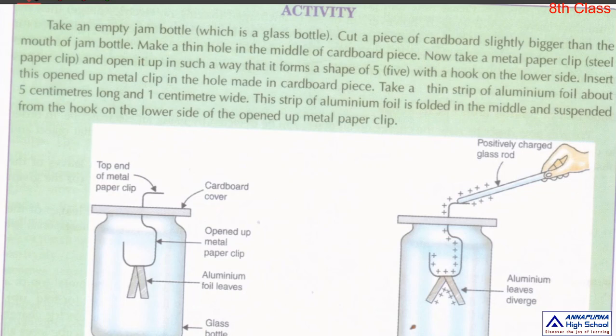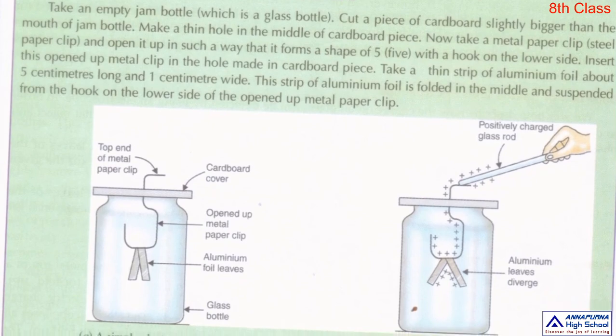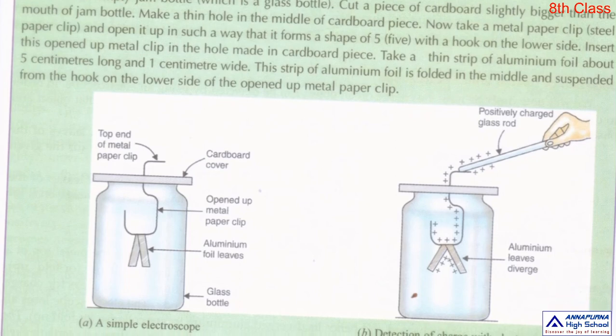And this cardboard sheet, whose size is slightly larger than the mouth of this jam bottle, in which the paper clip is inserted, is placed on the mouth of the jam bottle as shown in the figure. But while we are placing it, take care that the aluminium foils inserted on the paper clip are inside the bottle, and the other end of the paper clip is outside the bottle. Like that we arranged. Then our electroscope is ready.